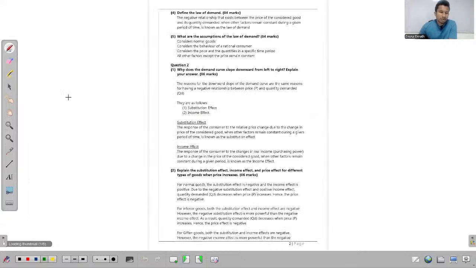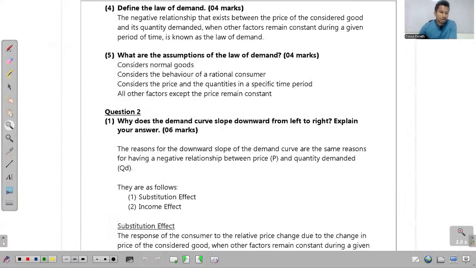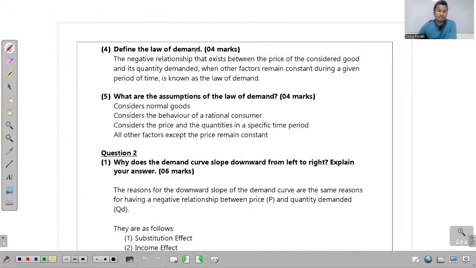So we will move to the fourth one in main question 1. The fourth part is define the law of demand. When you hear the term define the law of demand, it's about this negative relationship that exists between P and QD. Or you won't get 4 marks. You need to write it properly. But the core is it's about the negative relationship that exists between P and QD. So when you explain that, you need to explain it in this way. It's about the negative relationship that exists between price of the considered good and its quantity demanded.